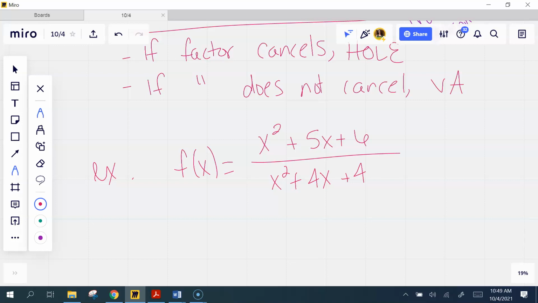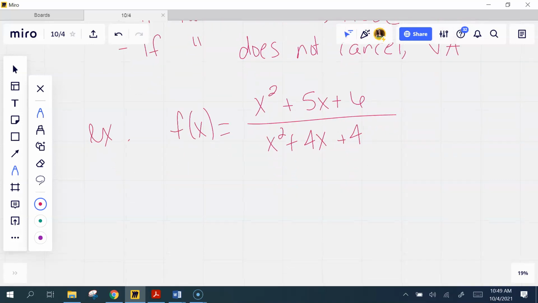Brett, what are you laughing at? That is the top factor. Oh, this is a terrible example. Brett, you are distracting me. That's okay. We can still do it.